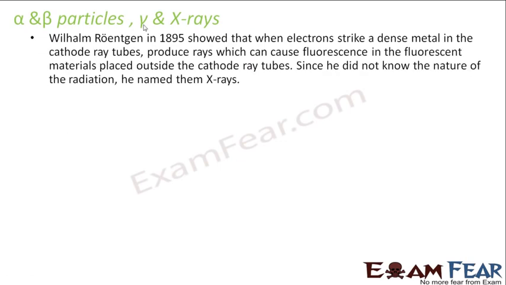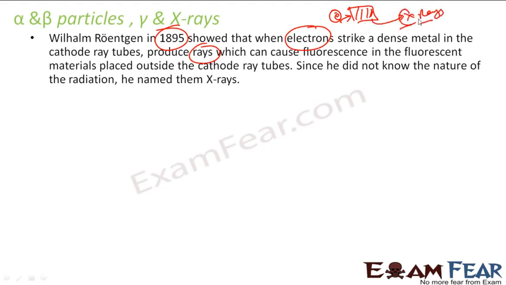So in 1895, Wilhelm Röntgen showed that when an electron strikes a dense metal, it produces rays which cause fluorescence. There is a metal, and when an electron strikes this metal, something called X-ray comes out. At that time he didn't know what name to give it, so he called it X-ray, and the name still continues. We still use X-ray.